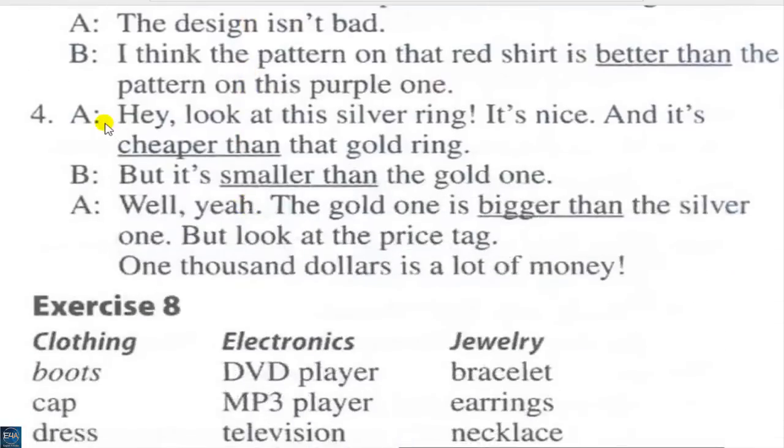4. Hey, look at the silver ring. It's nice. And it's cheaper than the gold ring. Cheaper than. But it's smaller than the gold one. Smaller than. Well, yeah. The gold one is bigger than the silver one. But look at the price tag. $1,000 is a lot of money. Bigger than, double G.